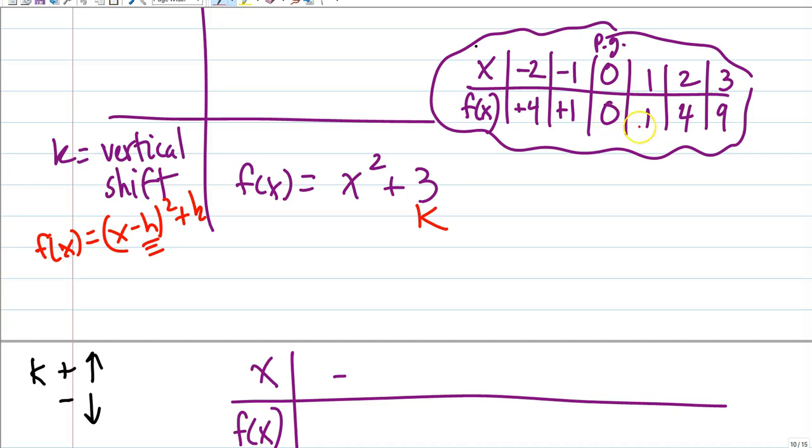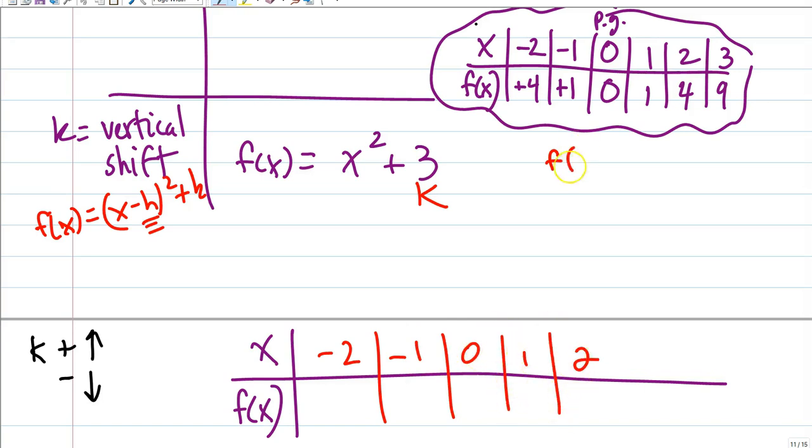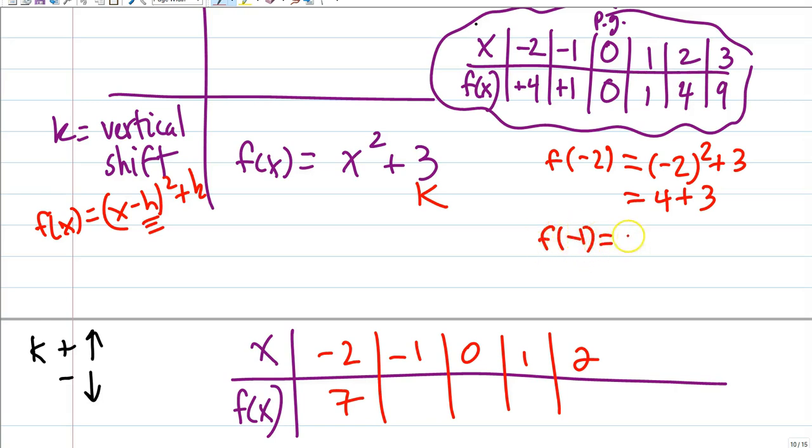I have the points again here for the parent graph. Let's see what happens if we plug in some points here. So f of -2 still gives us -2 squared. But this time we have a plus 3 on there, right? So that doesn't just give us 4 like it did before. Now it gives us 4 plus 3, which is 7. It's a whole different set of values. What is f of -1? Well, -1 squared plus 3 gives us 1 plus 3, or how about 4?